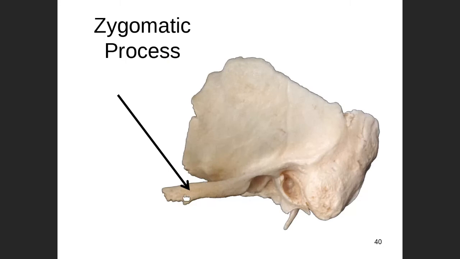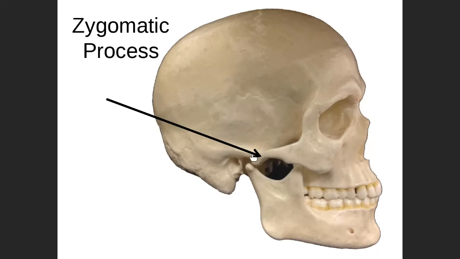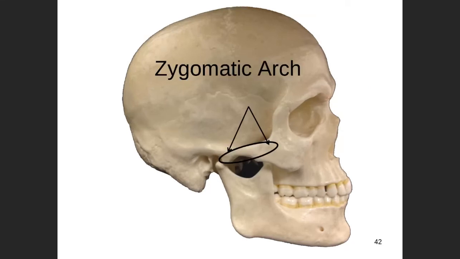Here is that zygomatic process one more time, coming off the temporal bone there. And we can see it one more time here. And then finally, we have the zygomatic process articulating with the zygomatic bone. That whole region there on the side of your face, just in front of your ear, is known as the zygomatic arch.